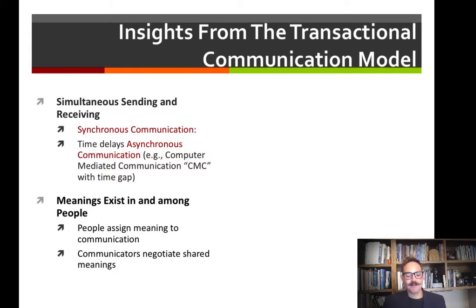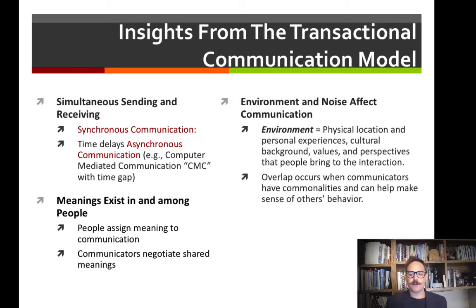Okay, so meanings exist in and among people. People assign meaning to their communication, and communicators negotiate their shared meaning. Environment and noise affect communication. So the environment is the physical location, the personal experiences, the cultural background, values, and perspectives that people bring to an interaction. All of that can influence that communication process. Overlap occurs when communicators have commonalities that can help make sense of each other's behavior.